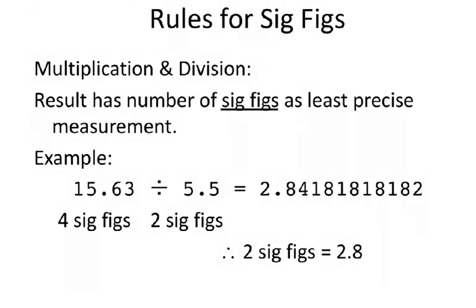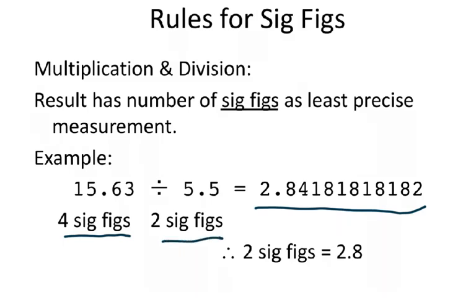At the bottom here, you see that 15.63 is being divided by 5.5. If you were to do this on your calculator, you would get this very long answer on your screen. Now, how do we round this answer? We don't want to record that entire thing. So if you notice, the number 15.63, all four digits are significant. The number 5.5 has two numbers that are significant.